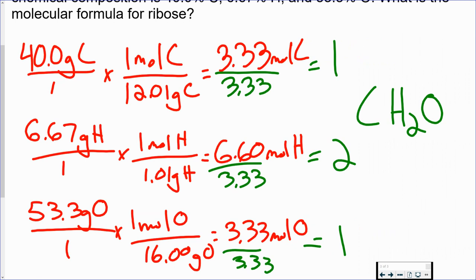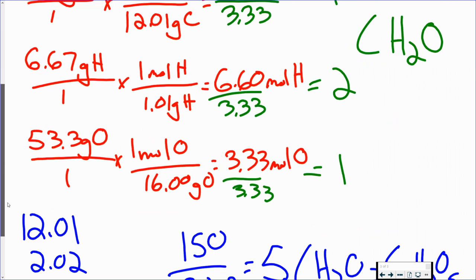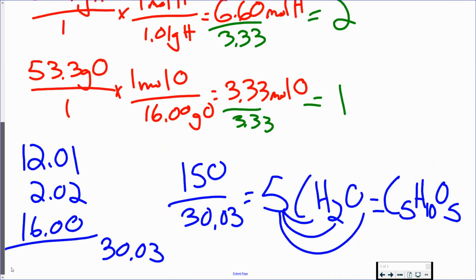Our next step is to add up the masses. So we add up the mass, 12.01 plus 2.02 plus 16, 30.03. We're going to see how many times it goes into the 150, which is 5. We create our bananas right here, and then we get C5H10O5.